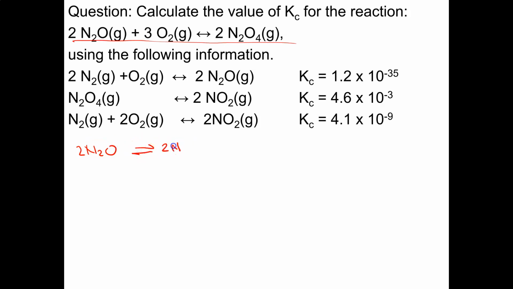So 2N2 plus O2. So because I flipped it, your K is going to equal 1 over 1.2 times 10 to the negative 35. Which is going to give you a very large number because your value in the bottom is really, really small. So you're going to get a big K. All right, next reaction. Do I do anything with it? Any N2O4 on the product side? So I'm going to flip that.